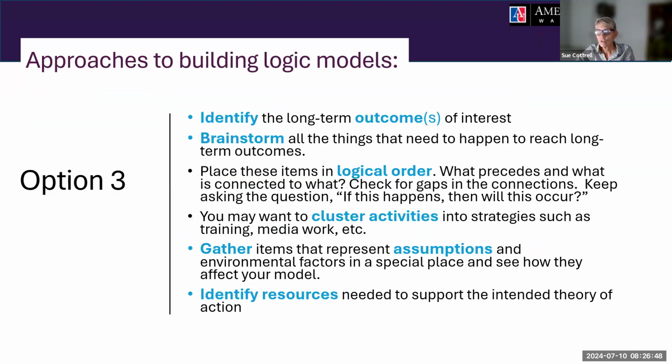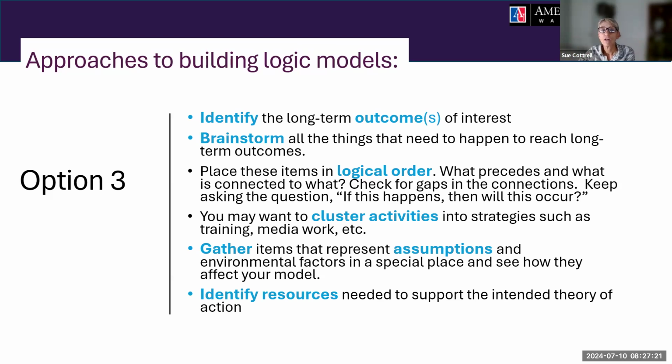So that's two different ways of doing it. The third option is to identify your long-term outcome of interest. Again, that's always the first thing you're going to do. Then brainstorm all the things that need to happen to reach long-term outcomes. The difference between this option and the second option is that the earlier option goes straight to activities. In this one, you're just having people brainstorm everything.